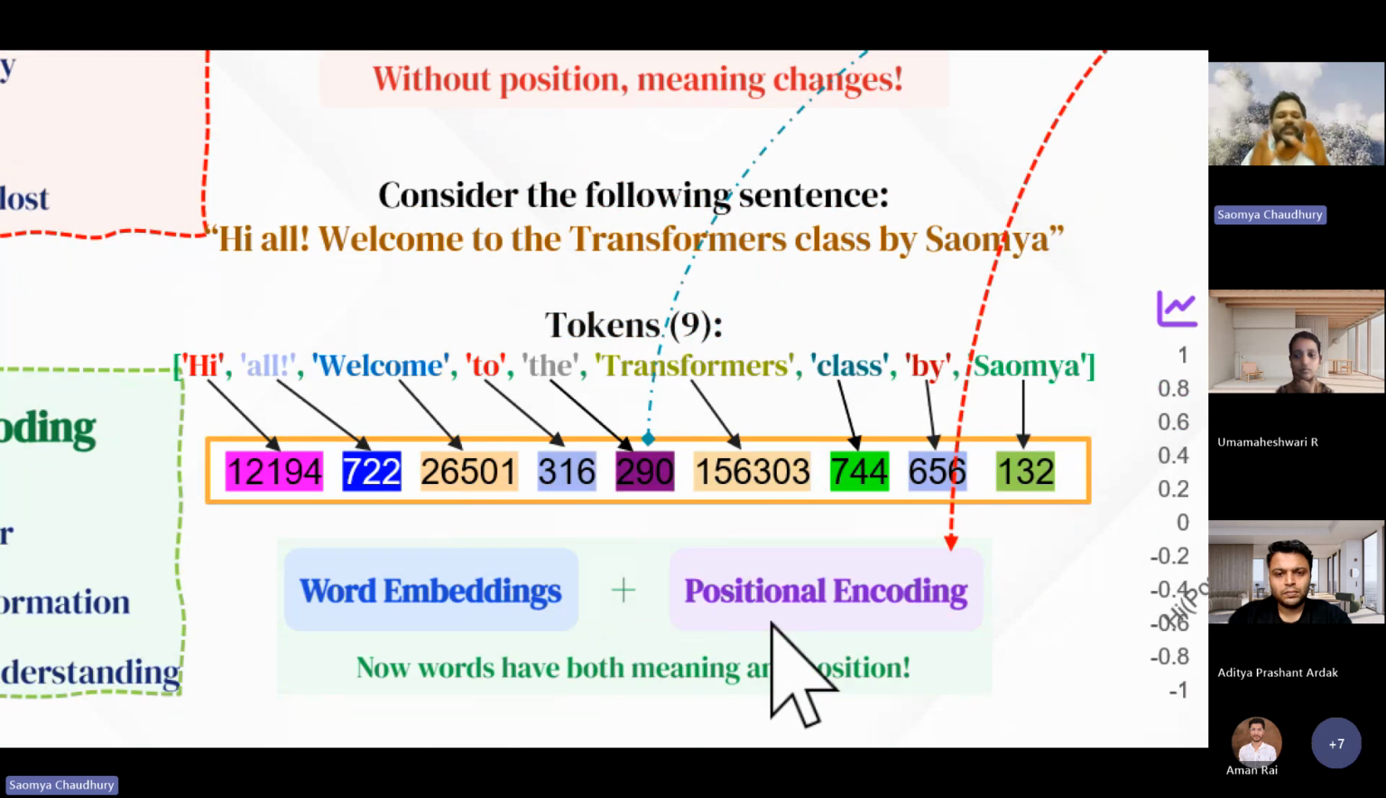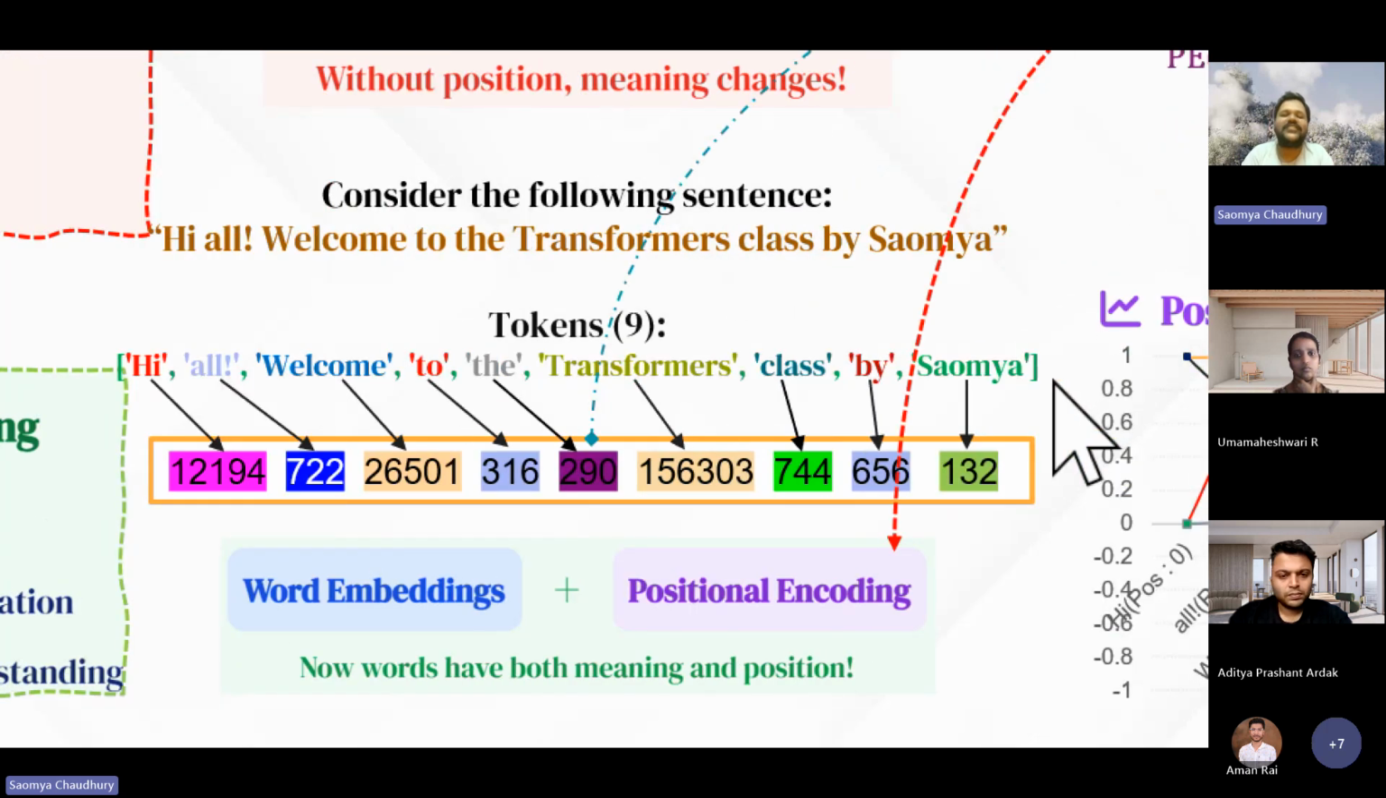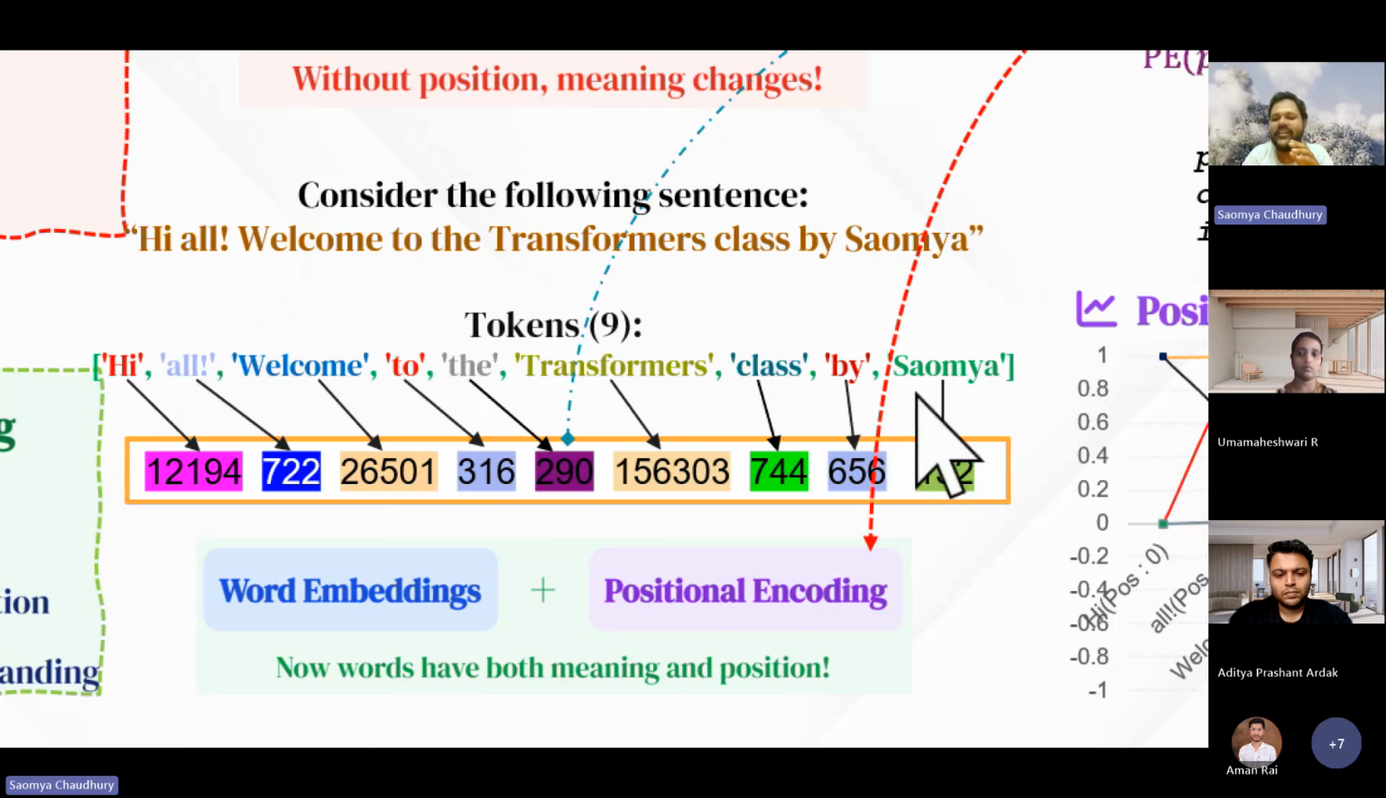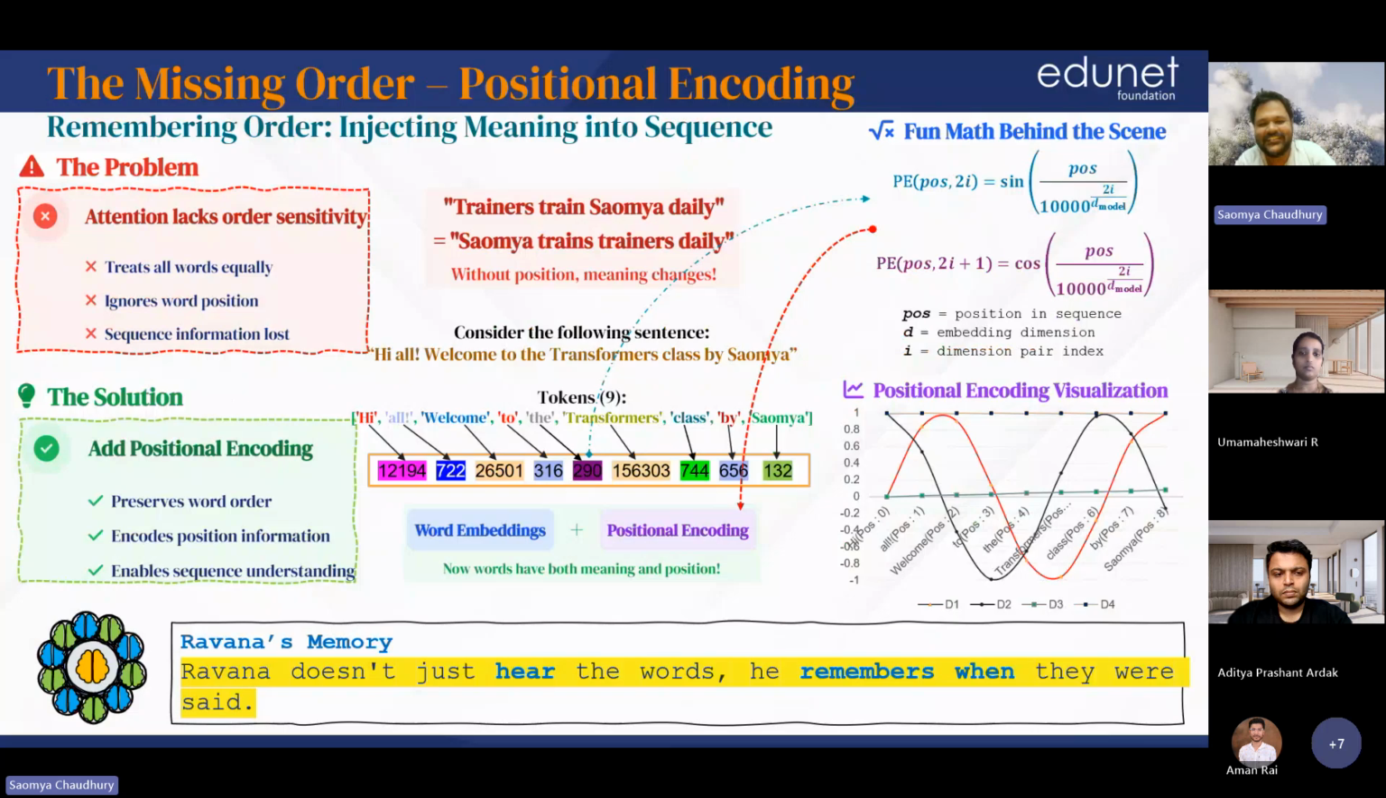Let me tell you one more thing here. The actual tokens are not exactly like this. I'm just showing it to you in this manner for a very simplistic view. There is nothing called a Saomya token in ChatGPT, for example. Do you know how many tokens there are in GPT?